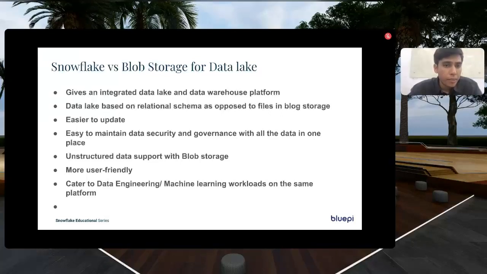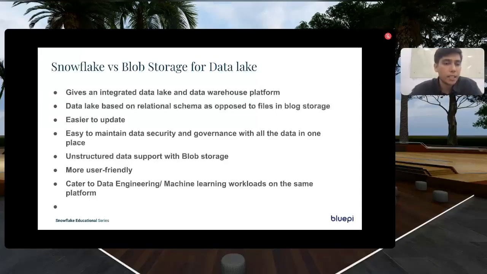Then, a data lake based on relational schema as opposed to files in blob storage. We have already talked about it. It's easier to update. In Snowflake, you have your rows and columns, so if you have to update a row, you can go and update that row only. But with blob storage, you cannot update one row of a particular file. Let's say the size of the file is 128 MB and there are 1,000 records. You have to replace the whole file and you cannot edit or delete one row. It's also easier to maintain data security and governance with all the data in one place.